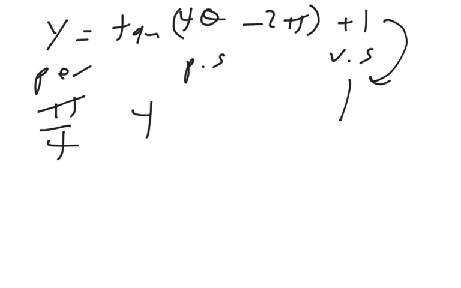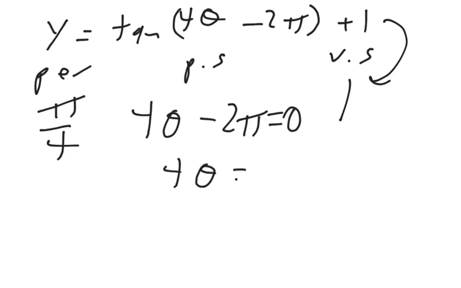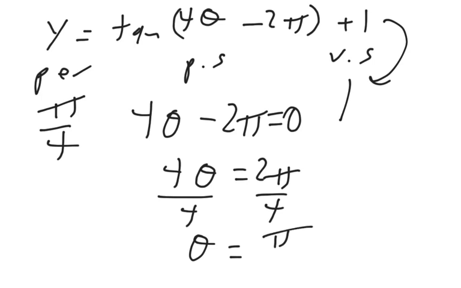And for the phase shift, like in all of the other problems, we take whatever's in the parenthesis, set it equal to 0. So when I add 2 pi to the other side, we get 4 theta equals 2 pi, divided by 4, and my phase shift is pi over 2.